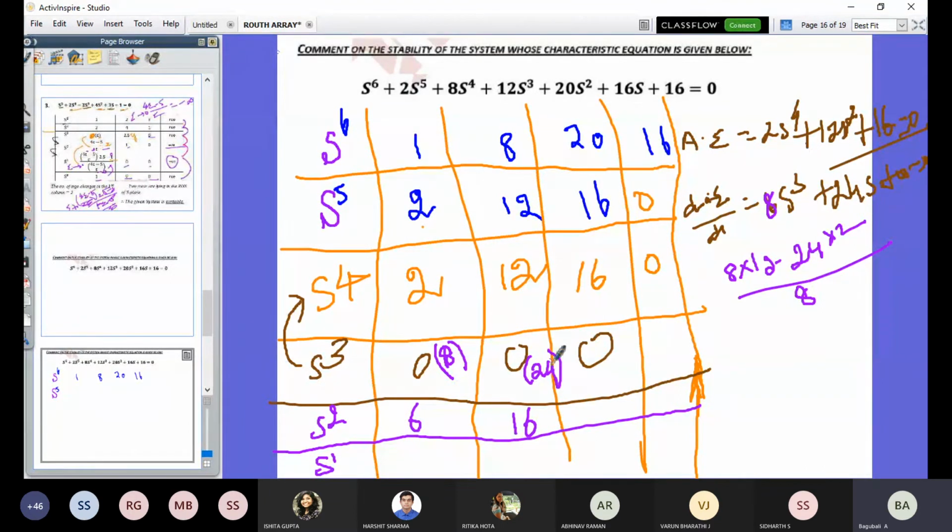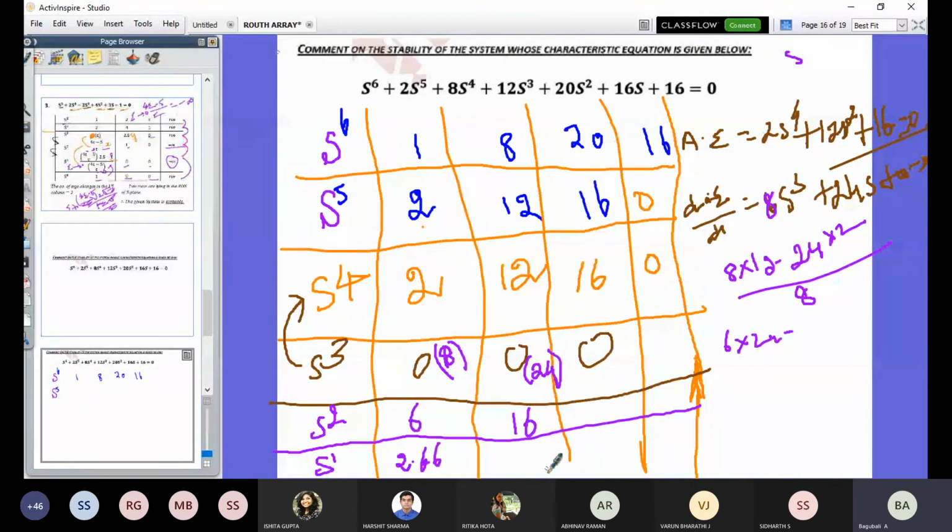6 into 24 minus 8 into 16 divided by 6. Tell me the answers fast. So 8 by 3. 8 by 3 means 2.33. What is that? 2.66. Okay. Next, what will come?